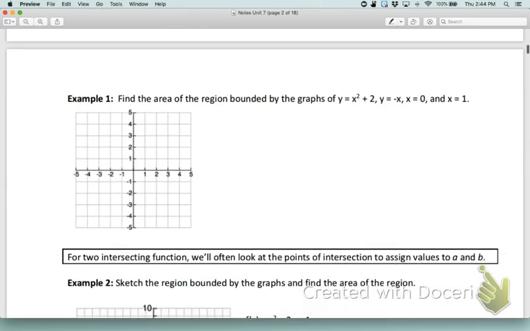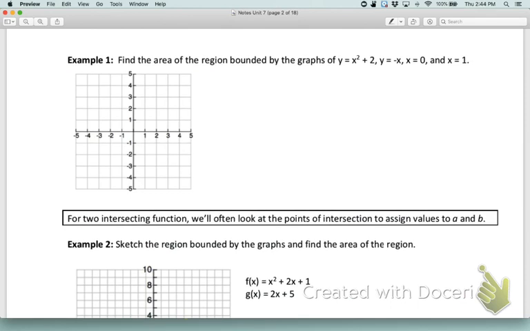All right, so let's look at an example. For example 1, we want to find the area of the region bounded by the graphs of y equals x squared plus 2, y equals negative x, x equals 0, and x equals 1. We need to first get those graphs. The first one, y equals x squared plus 2, is a parabola that opens up and has been shifted up 2 units. So our vertex is going to be here at (0, 2).